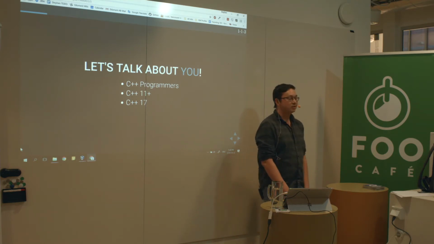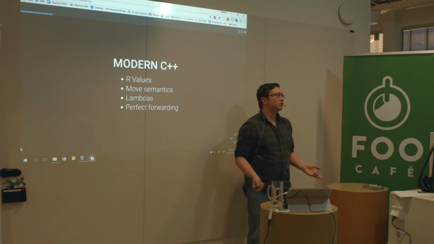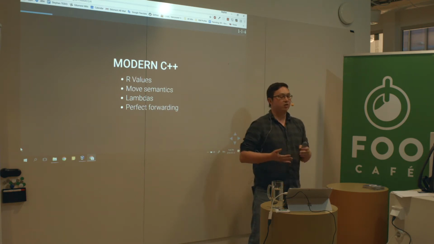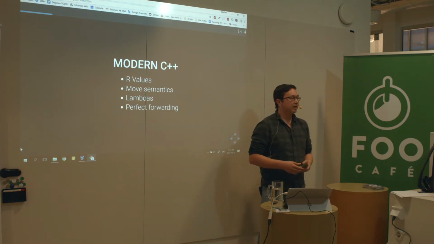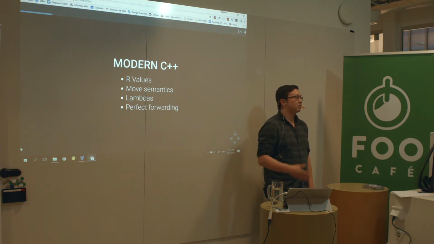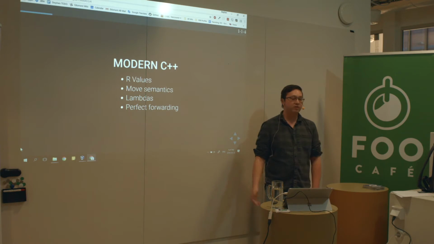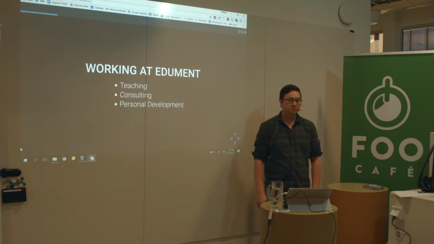One? Cool. So when I talk about modern C++, we're referring to things like R values and move semantics. And when I say move semantics, I'm talking about moving the ownership of an object, not actually moving the object in memory. And also about lambdas, perfect forwarding when we start templating with R values, that sort of thing. And so we'll look at a couple examples of this later in the talk.